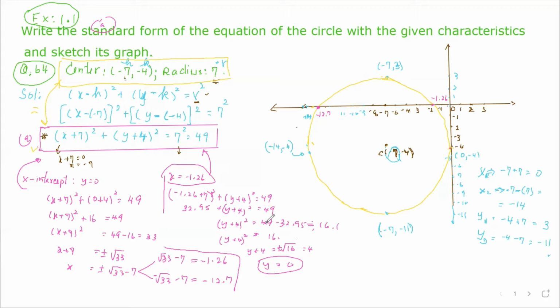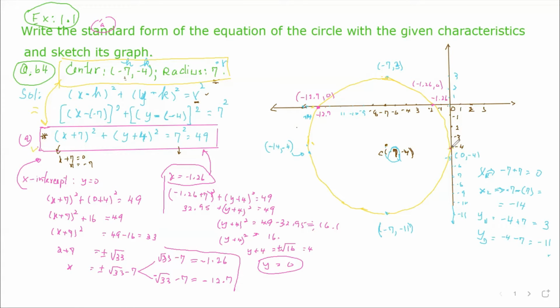So then this one is going to be what? 12.7 approximately, okay, and y is 0. And this point is what? It is minus 1.26 and y is 0. So you get these 2 points from there. Okay. So you get these x-intercepts.